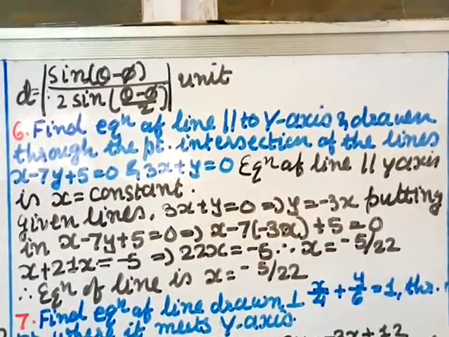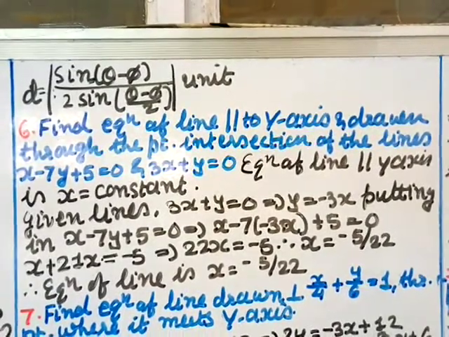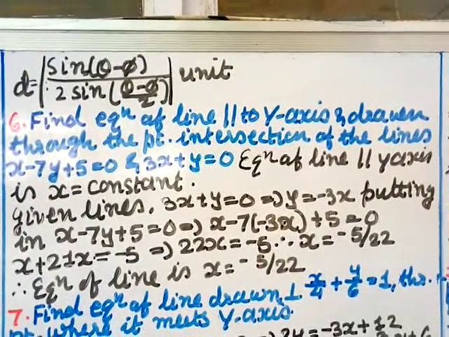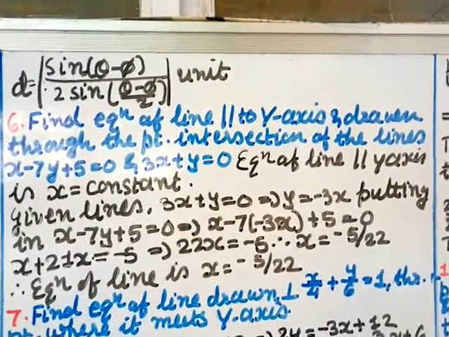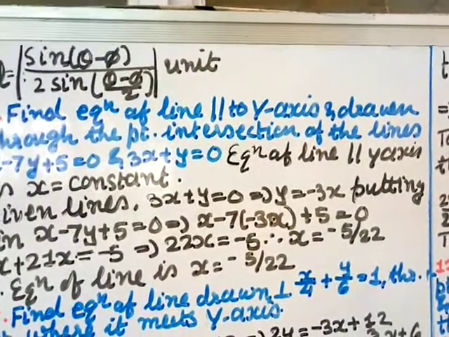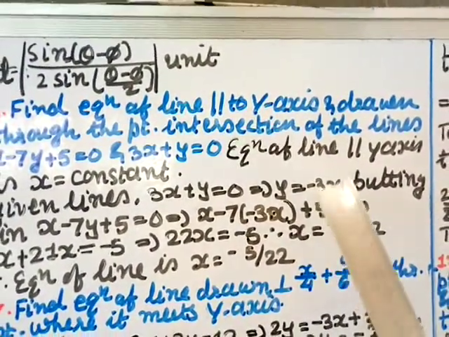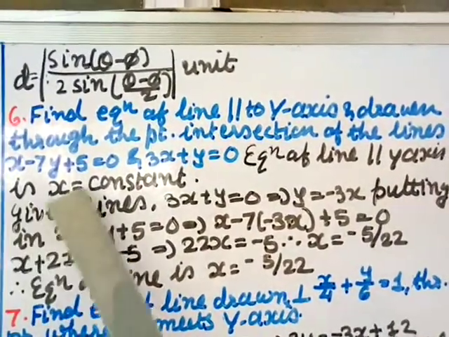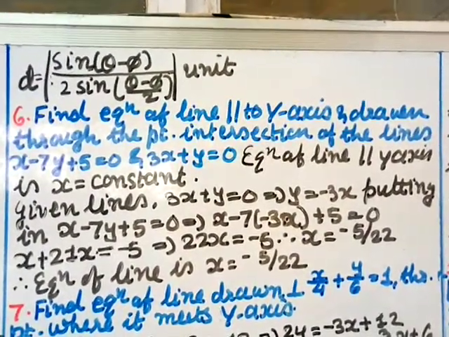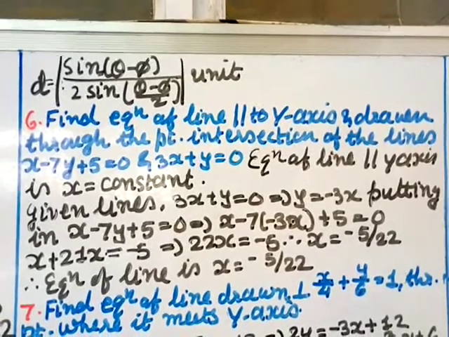Question number 6. Find the equation of the line parallel to the y-axis and drawn through the point of intersection of the lines x minus 7y plus 5 equal to 0 and 3x plus y equal to 0. Here the equation of a line parallel to the y-axis is x equal to constant. This is a vertical line. So a vertical line is given as x is equal to a constant value.